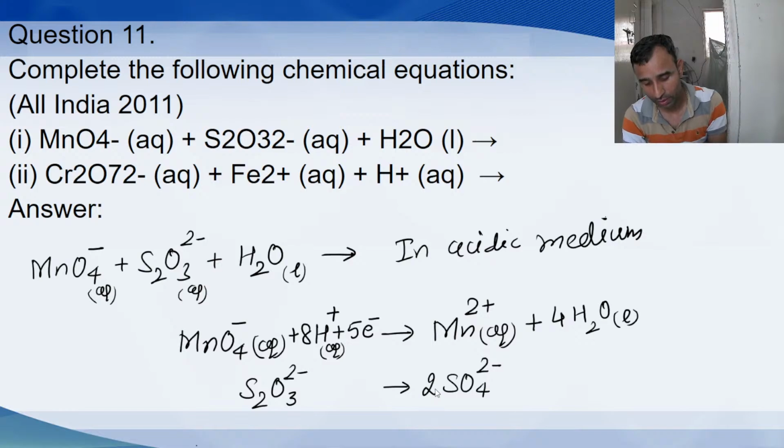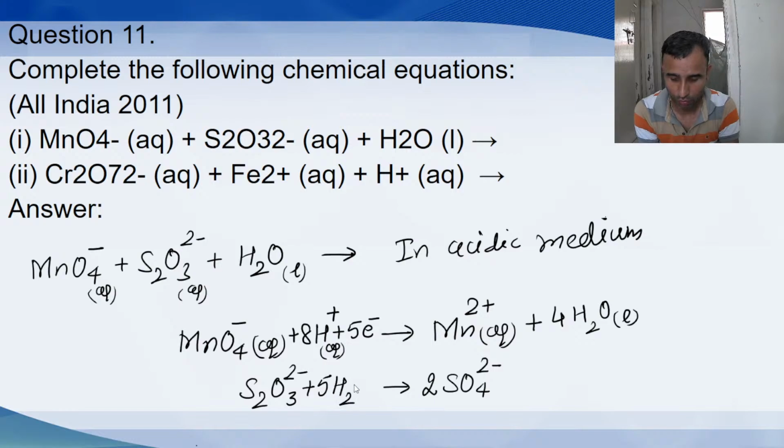Now take a look at the number of oxygens. On the left side there are 3 oxygens. On the right side there are 8 oxygens. So we will add 5 H2O on the left side. Now oxygens are balanced, and double the number of H plus ions to the opposite side. So 10 H plus ions.